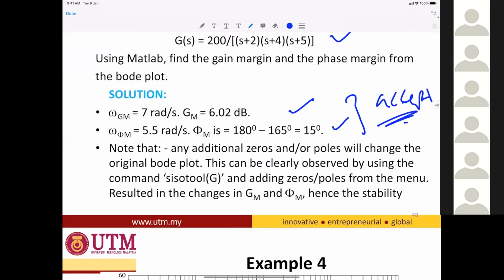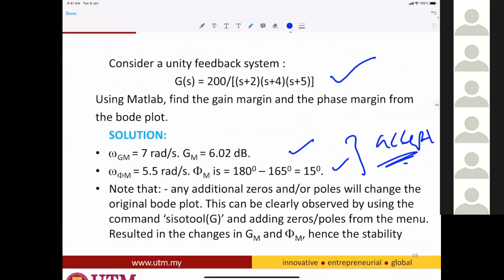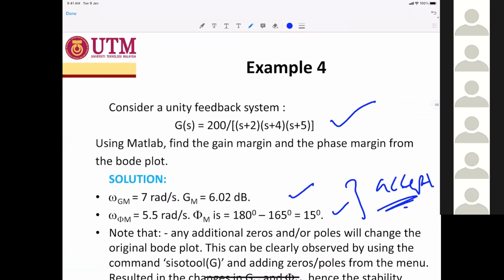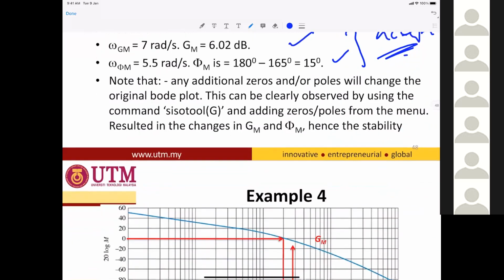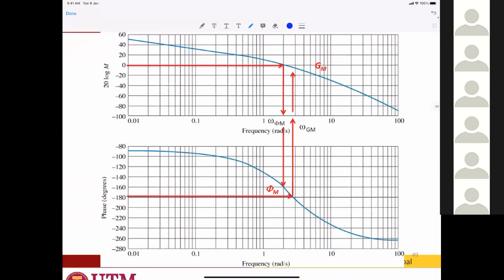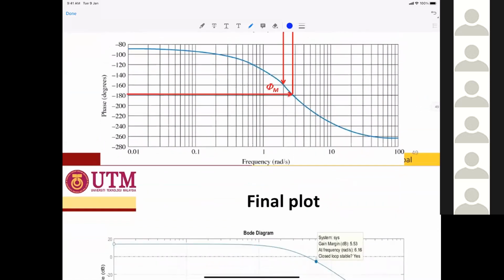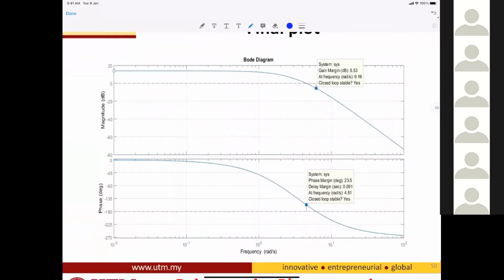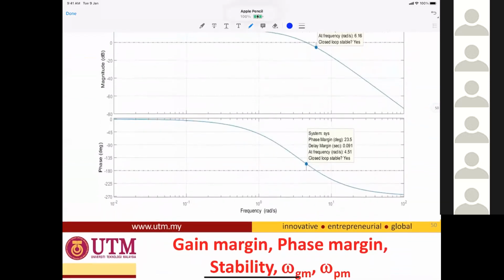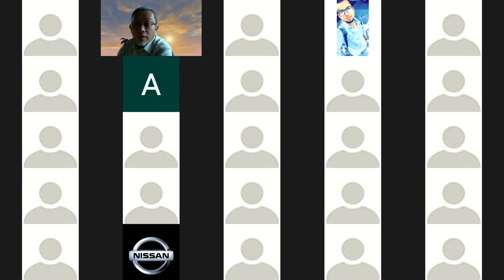Right, I think we stop here. Example 4. Then we will continue on Wednesday, inshallah. Any question? No.